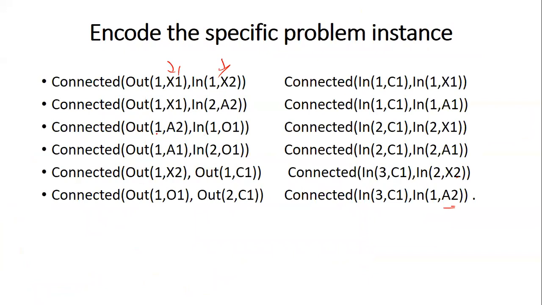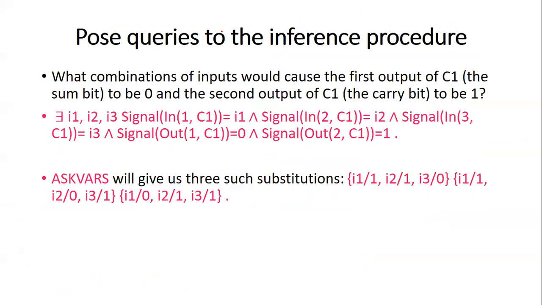First output of A2 is connected with the first output of O1. First output of A1 is connected with the second output of O1. First output of X2 is nothing but the first output of C1. And first output of O1 is nothing but the second output of C1. So this is nothing but encoding the specific knowledge, right?